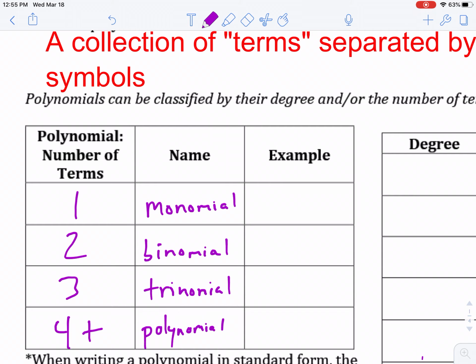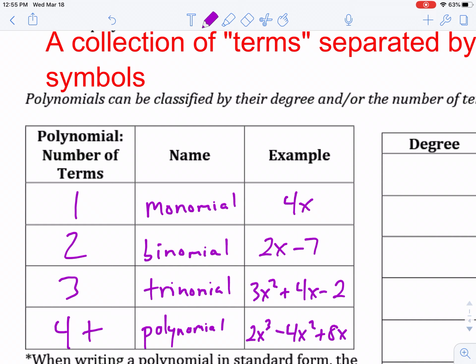So like 4x is an example of a monomial. 2x minus 7 is a binomial. 3x squared plus 4x minus 2 is a trinomial. A polynomial would be 4 or more, so like 2x to the third minus 4x squared plus 8x minus 2. That's 4 or more terms. Notice that a minus or a plus sign separates the terms. That's how you count the terms.